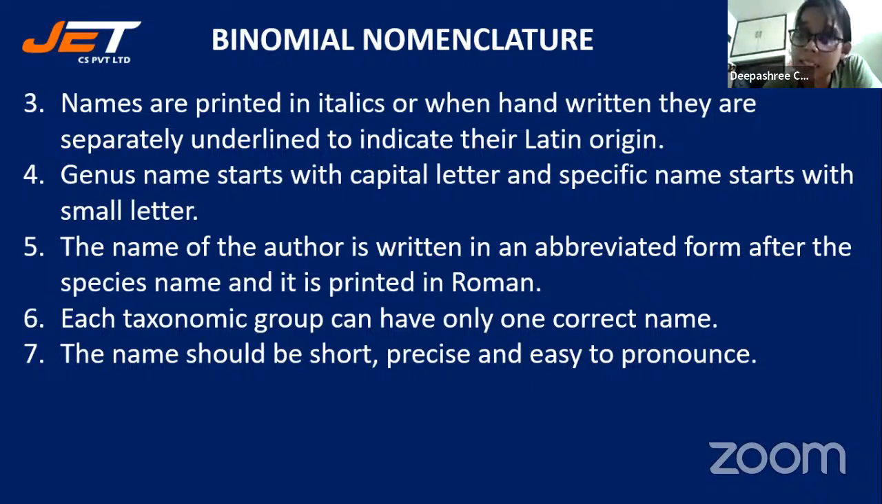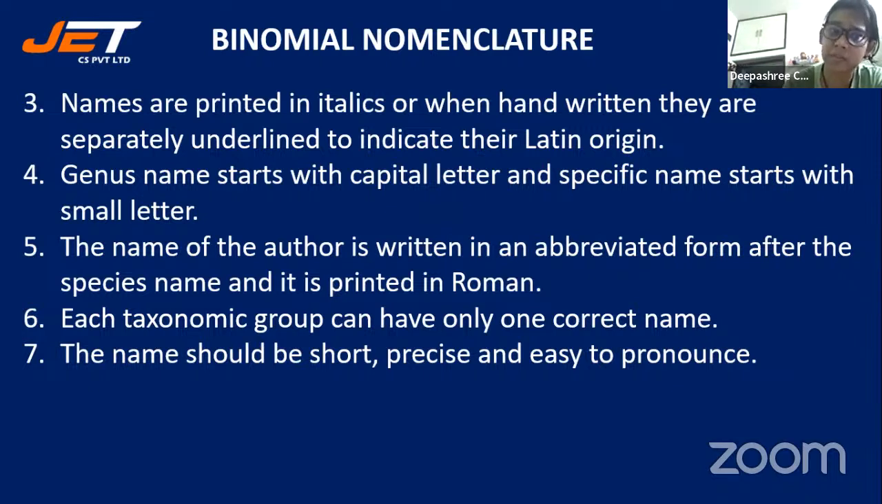No underline is required. But if you are writing as a human on a piece of paper, the scientific name, then you have to underline it. The genus name will start with a capital letter, the species name will start with a small letter, and you have to underline them separately. The name of the author is written in an abbreviated form after the species name, and it is printed in Roman.